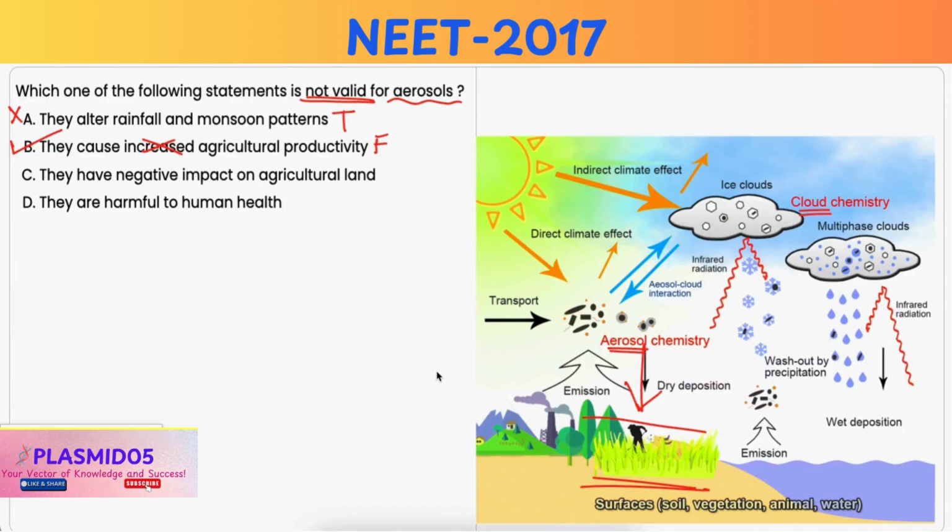Option C, they have negative impact on agricultural land. This is true because aerosols can settle on soil, leading to soil contamination and reduced fertility. Thus, it has a negative effect on agricultural land. Hence, it is an incorrect option. Option D, they are harmful to human health. This is also true because aerosols contain fine particulate matter that can penetrate deep into the lungs as well as the bloodstream, causing respiratory and cardiovascular diseases. Hence, it is also an incorrect option.